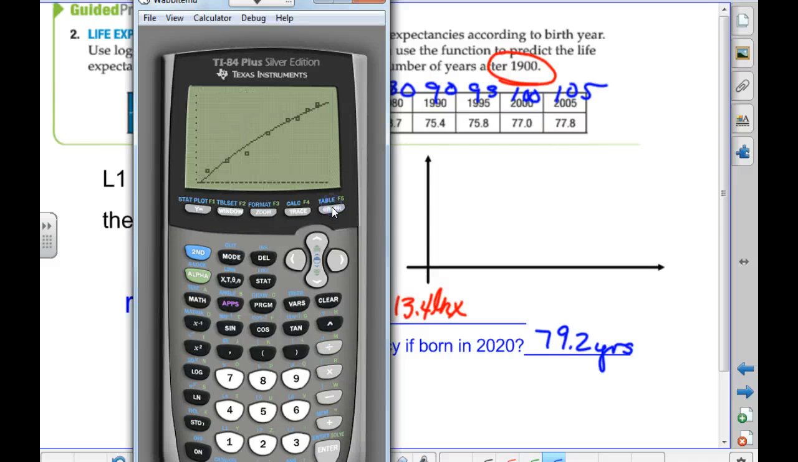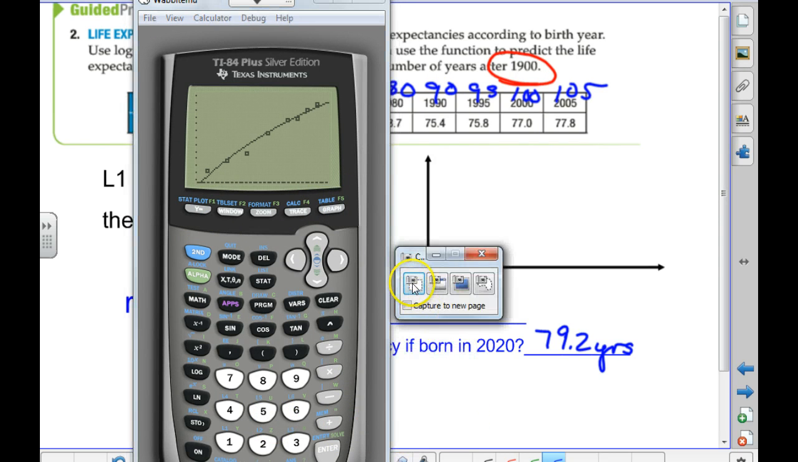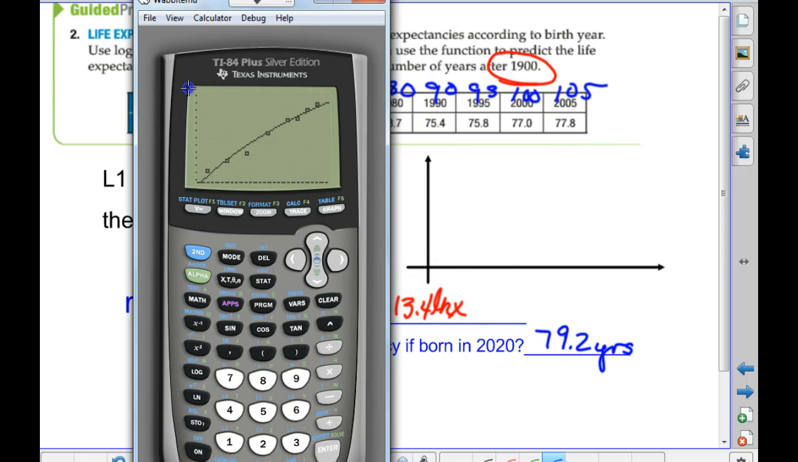All right, guys, we're going to take this picture. I'm going to take this picture and slap it on here. Did you all write down some kind of a graph?